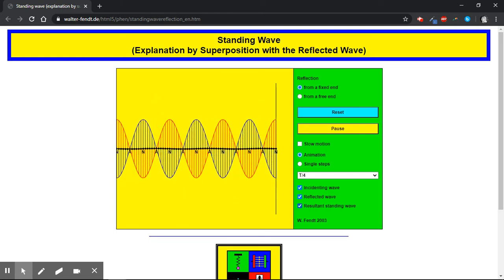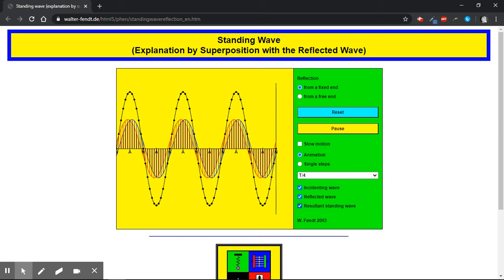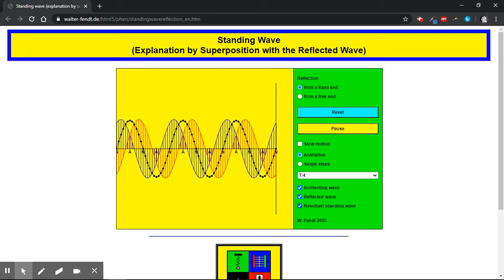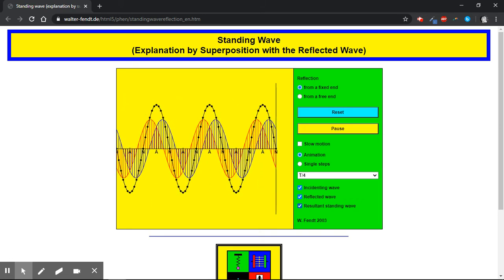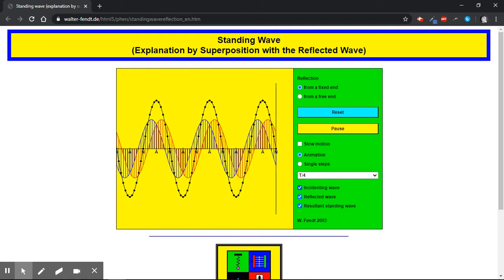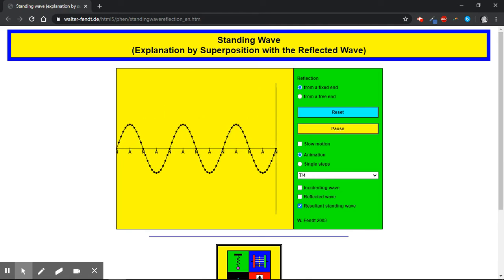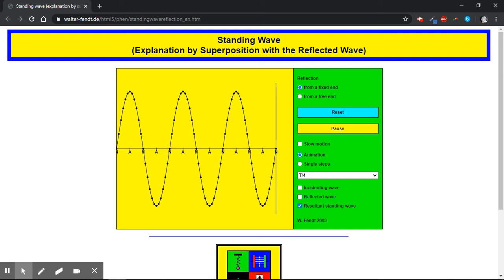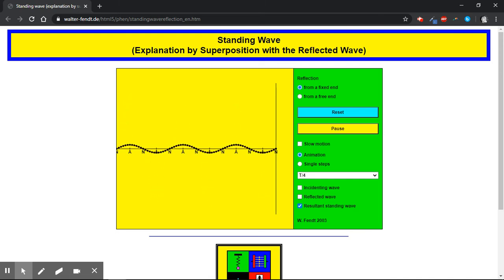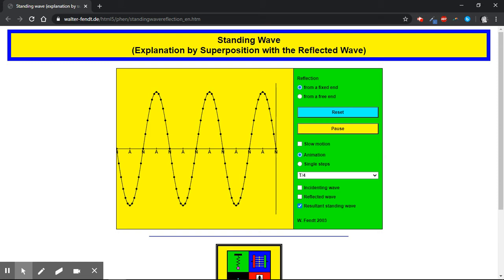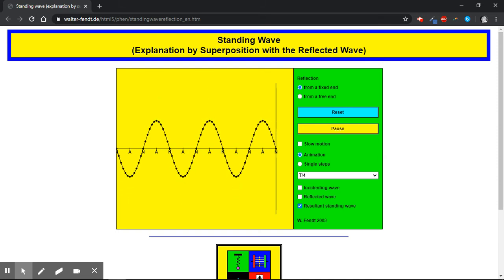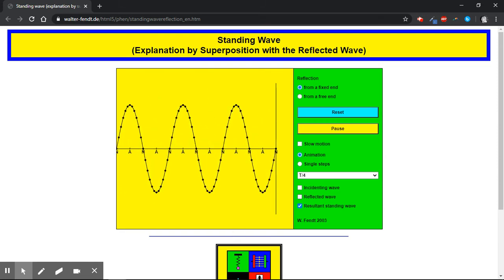Now, to show this with slinkies and stuff in school is really cool. And if you watch some of the extra videos, they'll show some examples of that. So if I get rid of the incident wave and the reflected wave, that is what you actually see. That is the result of sending a periodic wave into a medium, having it reflect off a boundary and come back. Is this really cool oscillating standing wave?